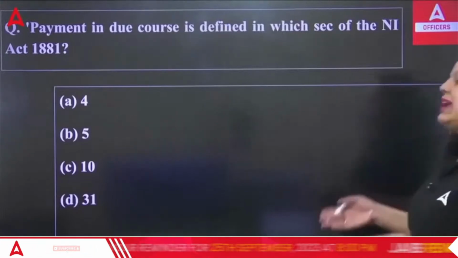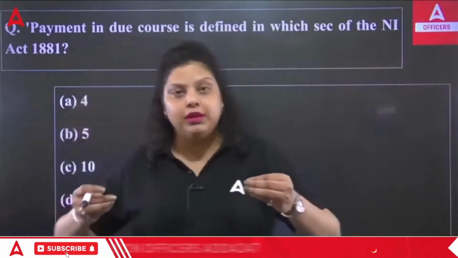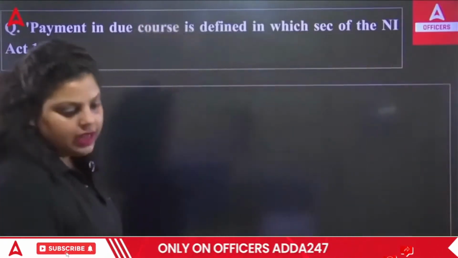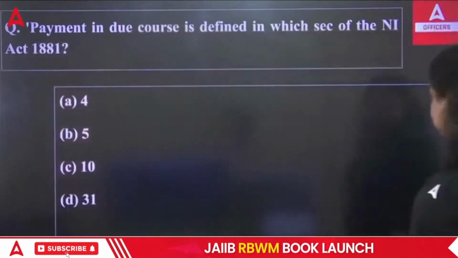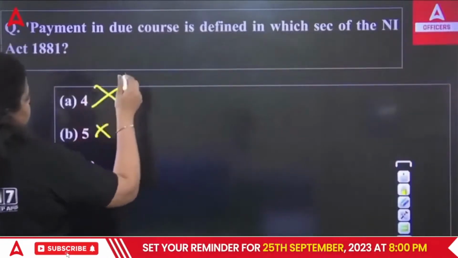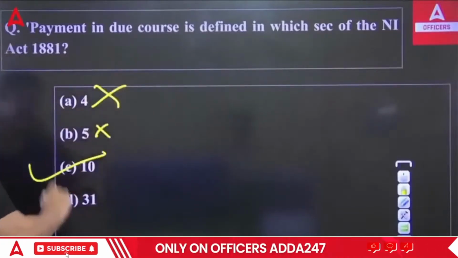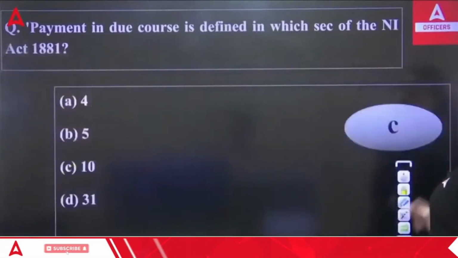Like I have told you, a check has a validity of 3 months. So when you are making the payment of a document on an apparent tenure, that is the payment in due course. That will be known as your payment in due course. It cannot be defined under 4 or 5 because those are for promissory note and bill of exchange. It can be C or D only. So the right answer is C. Section 10 talks about the payment in due course.